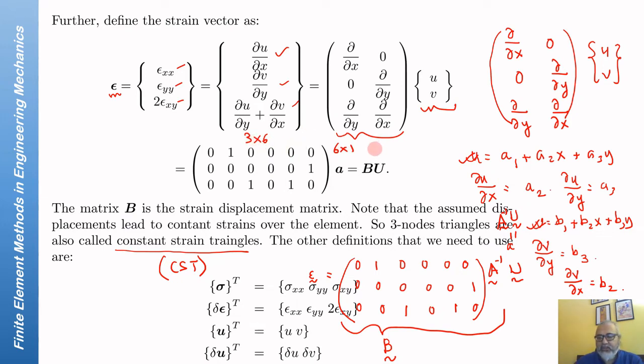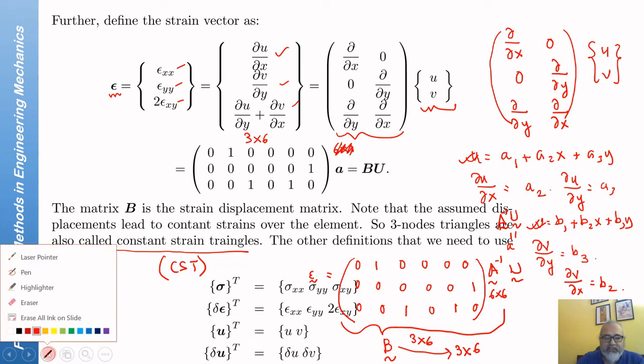So this is 3 cross 6, this is 6 cross 6. So in the end we have B as a 3 cross 6 matrix. N is a 2 cross 6 matrix in the case of this particular element. And now we can go through the usual steps and formulate the stiffness matrix.